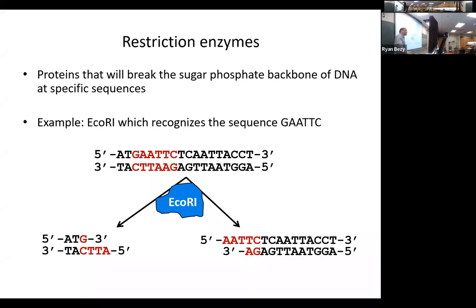Short answer, it just does. There are actually some restriction enzymes that leave these overhangs. There are other types of restriction enzymes that leave what are called blunt ends, where they cut the bottom strand and the top strand at the exact same spot. It just has to do with the nature of the restriction enzyme itself. There's no particular reason for it.